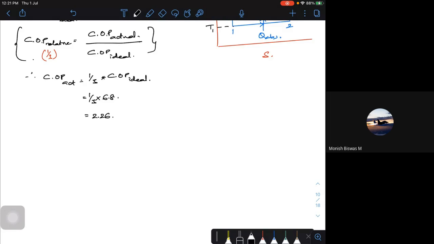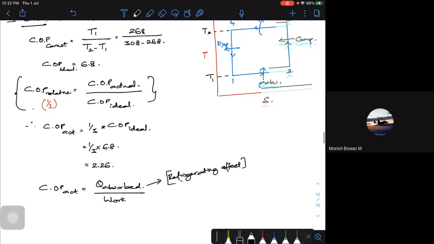Now, what is the COP? COP actual is equal to heat absorbed divided by your work input. Now, what is this heat absorbed? I have told you that this is your refrigerating effect. This is also called the refrigerating effect.